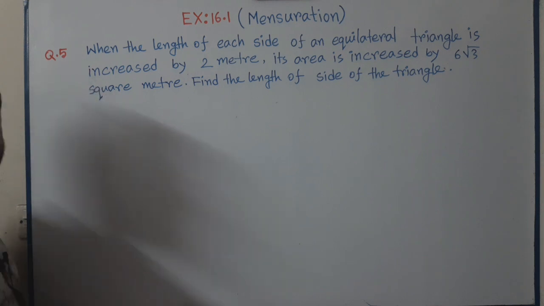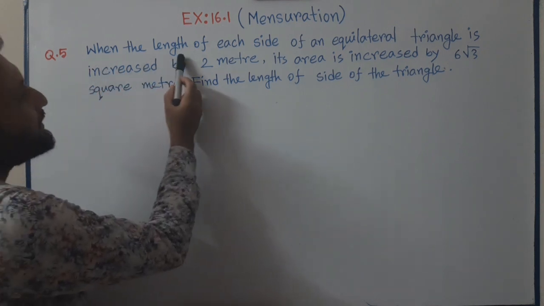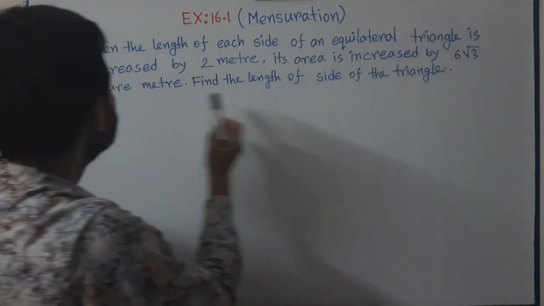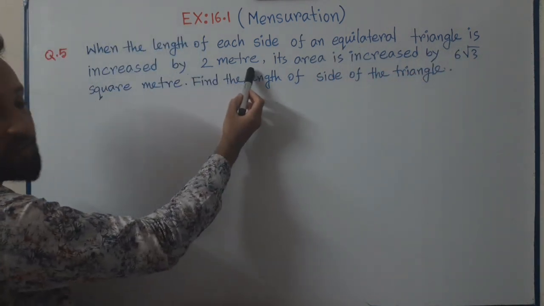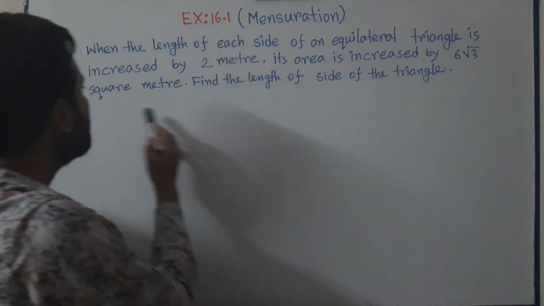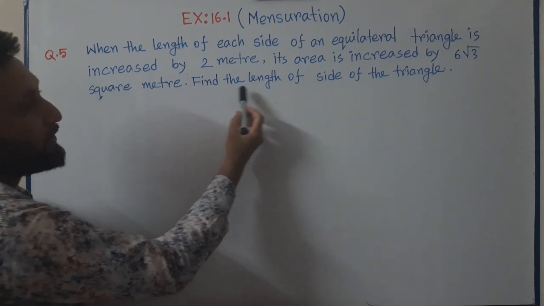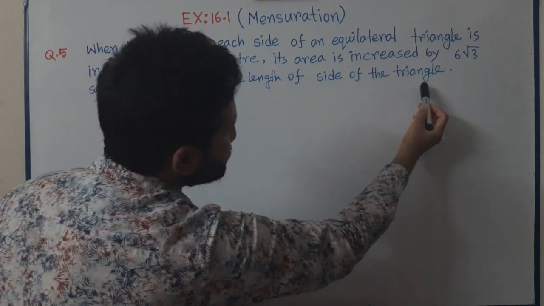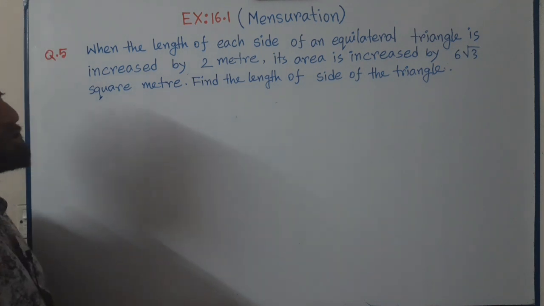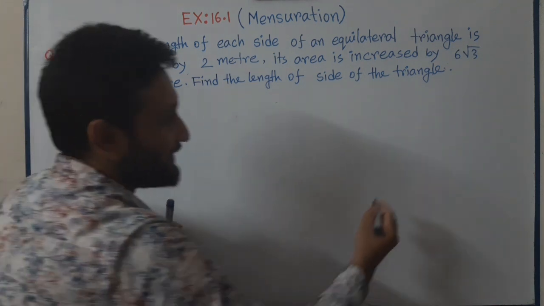Question 5. The question is, when the length of each side of an equilateral triangle is increased by 2 meter, its area is increased by 6 root 3 square meter. Find the length of the side of the triangle. Now, according to this question, draw a figure like this.